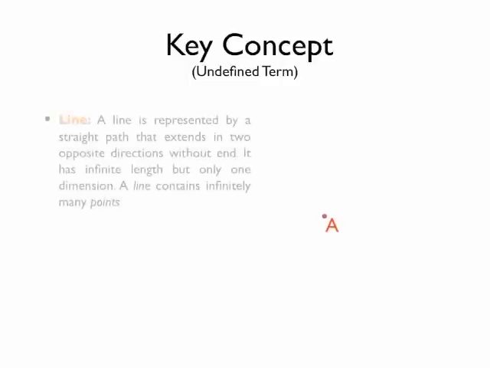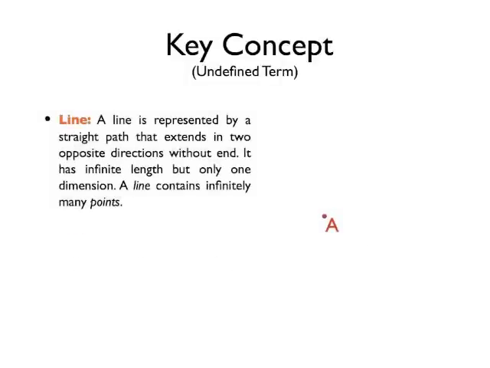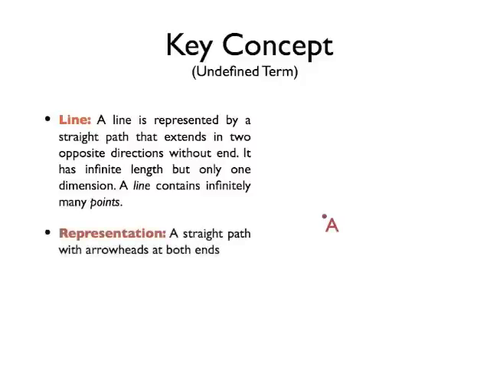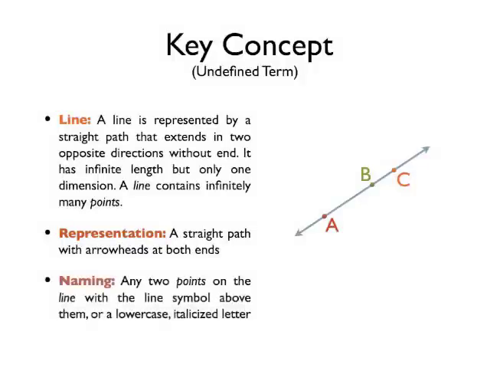Let's build on that and move on to a line. A line is represented by a straight path that extends in 2 opposite directions forever. It contains an infinite number of points. We represent it by drawing this straight path and putting arrow points at both ends. And although a line contains an infinite number of points, we generally only put in a finite number, 2 or 3 or 4. There are 2 ways that we use to name a line.